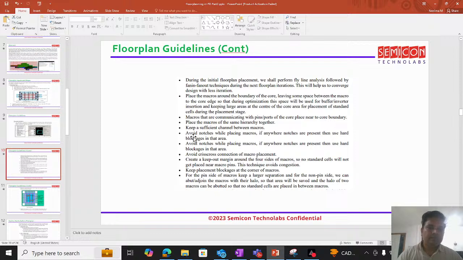Avoid notches while placing macros. If notches are present anywhere, then use hard blockages in that area. Some people use hard blockages, some people use soft blockages. I would recommend using soft blockage based on the average scenarios we have seen, but in a few cases we have to go with hard blockages. And then avoid crisscross connections in macro placement.